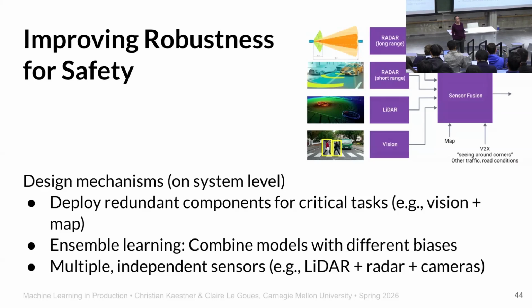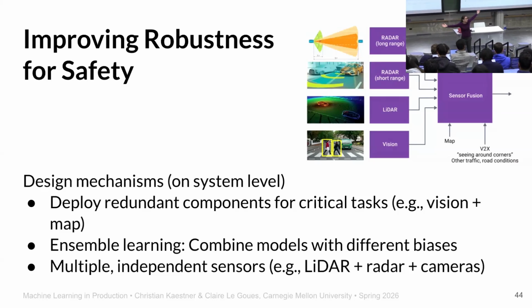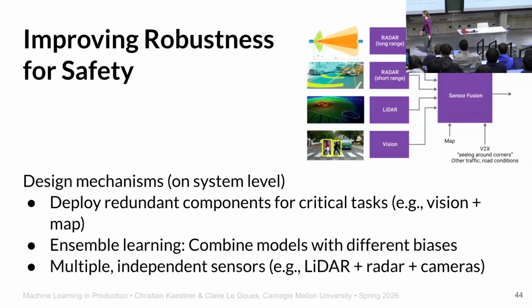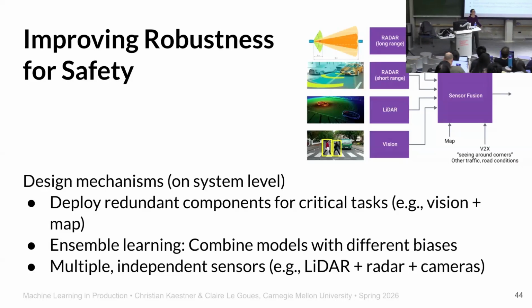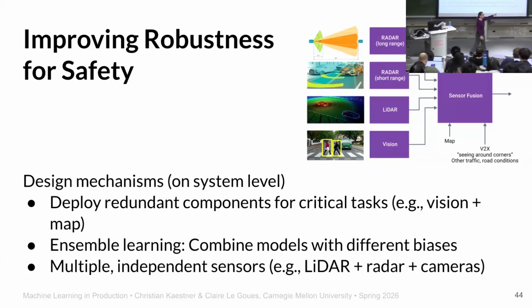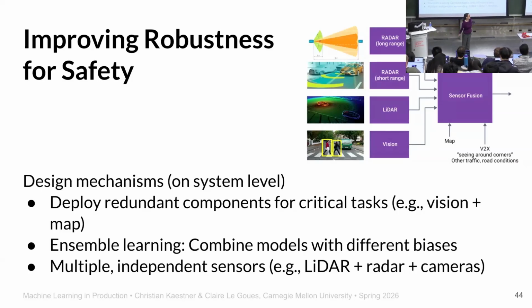I think Elon is wrong to not put LiDAR on Teslas. The end. I don't care how rich he is. Put LiDAR on the cars because it's ridiculous. It's not safe. So, if you're going to make a self-driving car company, please use ensemble learning and multiple sensors.